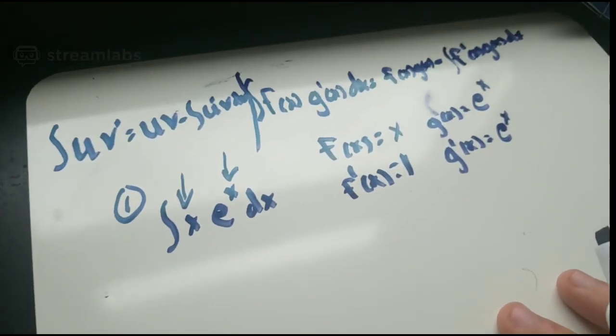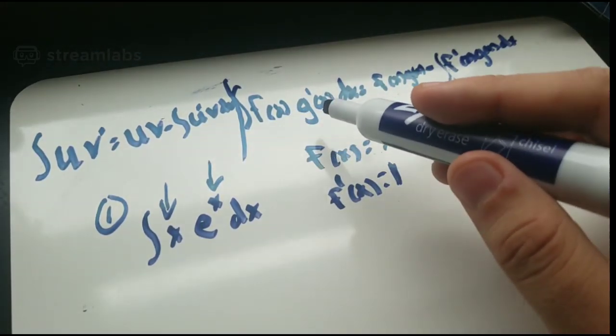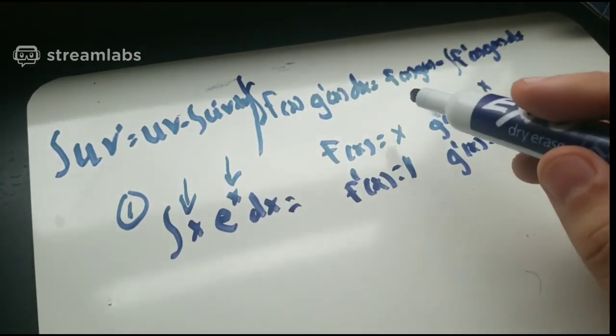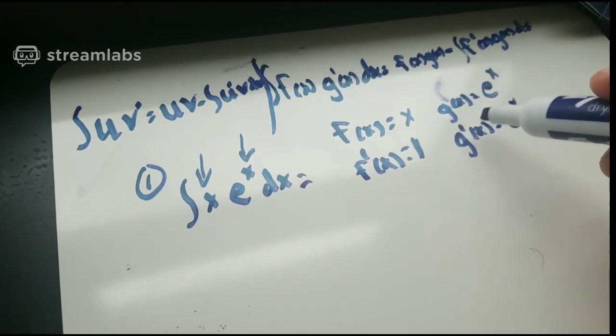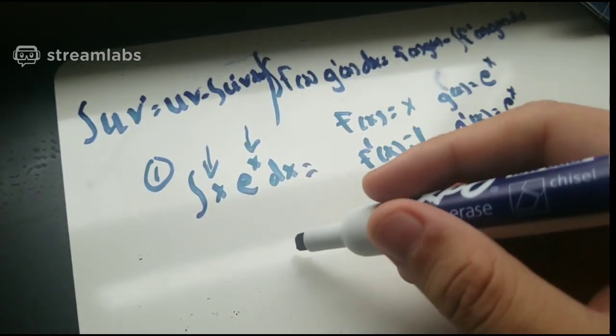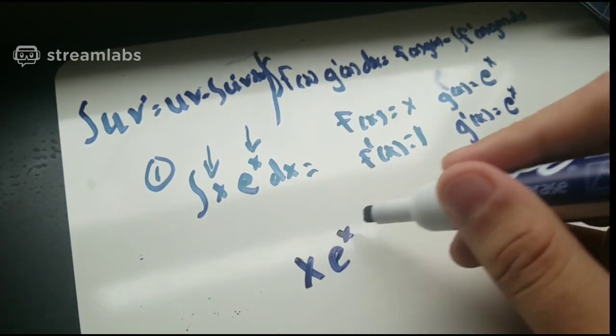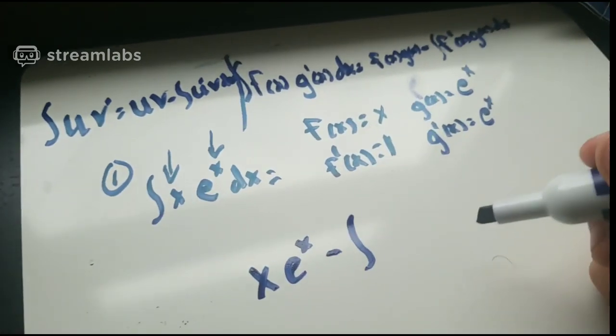Okay, so let's follow that equation on top. f of x, g prime of x. So that's literally what this equation is going to equal: f of x, g of x. I already identified everything for myself. So f of x is x, g of x is e to the x, minus the integral.